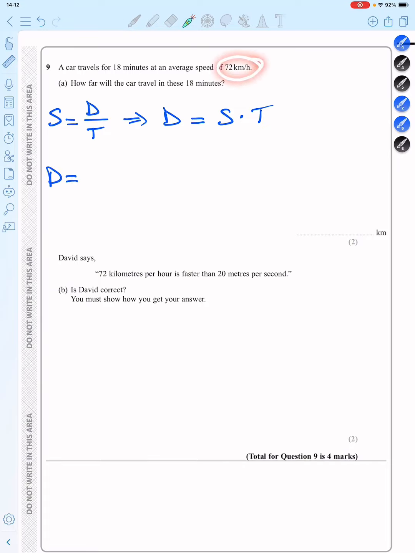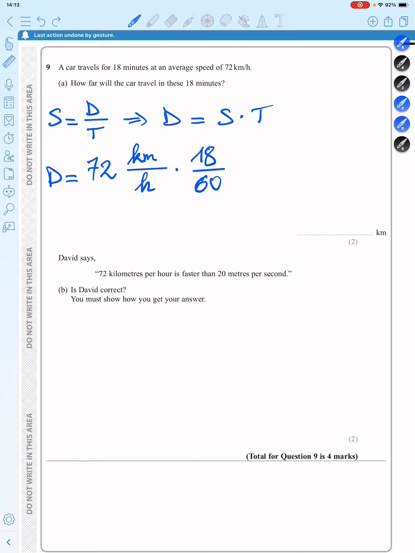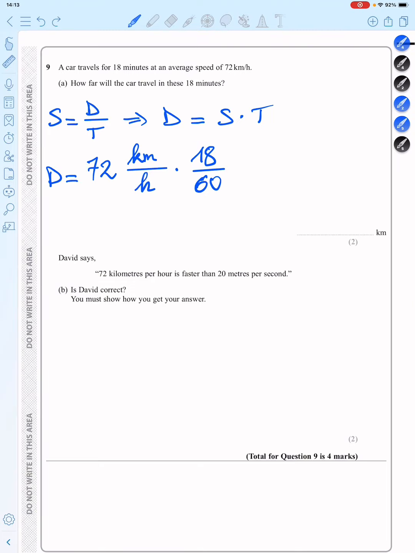Now, in our problem, the distance d is going to be what? The speed, which is 72 km per hour, so let me write it like this: kilometer over hour times the time. However, the time here is not in hours, it's in minutes, right? So 18 minutes is what? 18 minutes over 60 minutes, right? So this fraction is our time in hours.